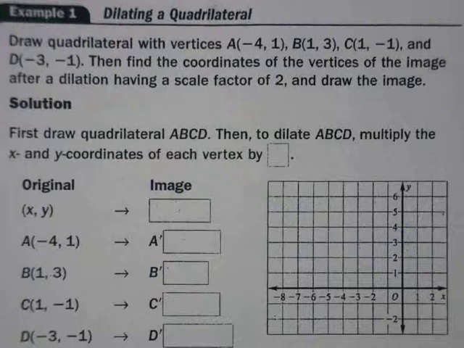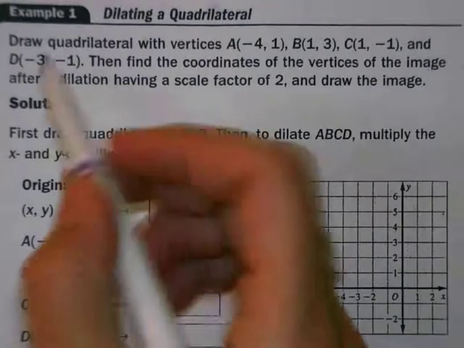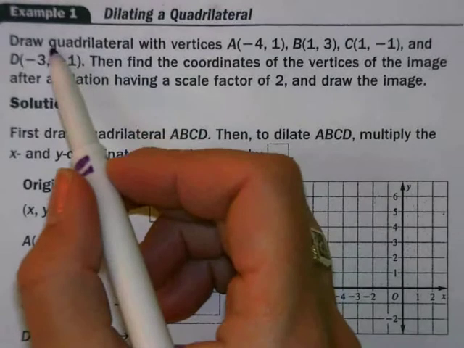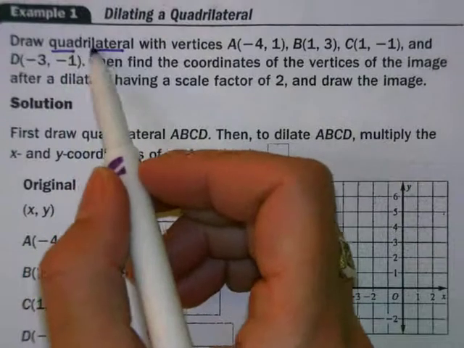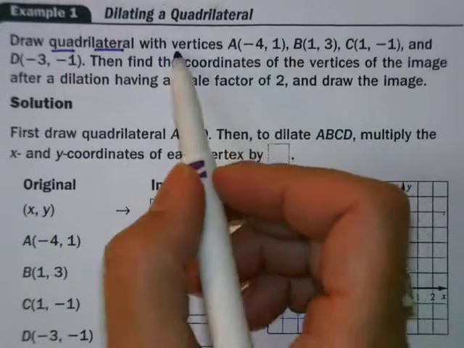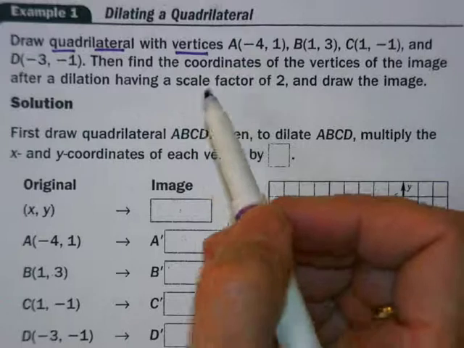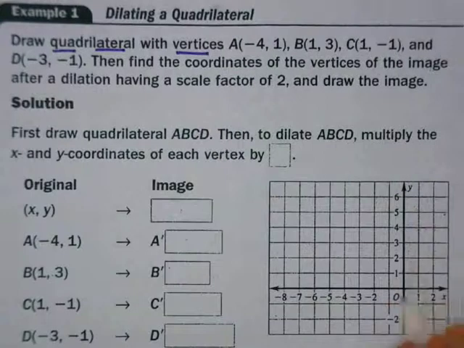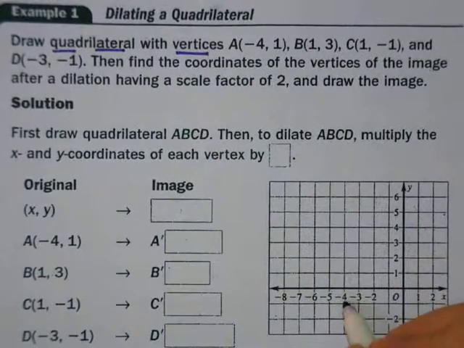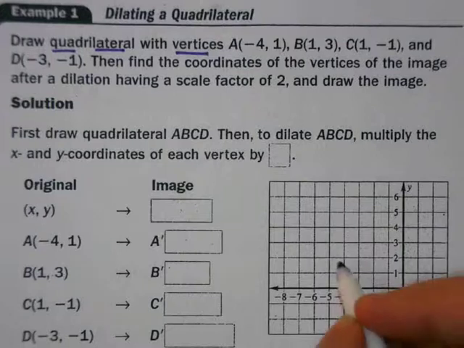Now let's do an example where we start with a shape instead of just a line segment, and we're going to dilate that. So I want to draw a quadrilateral. That means 4 sides. Quad is 4, lateral is sides. With vertices, that is the corners of this thing. A is going to be at -4, 1. So I go -4, positive 1.